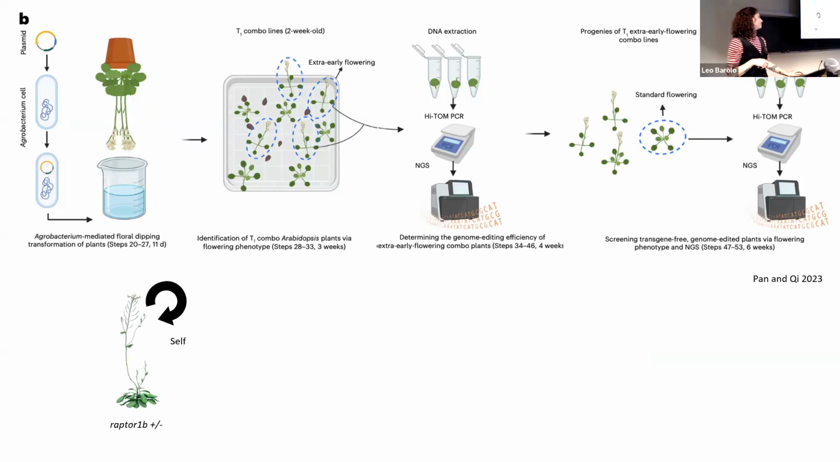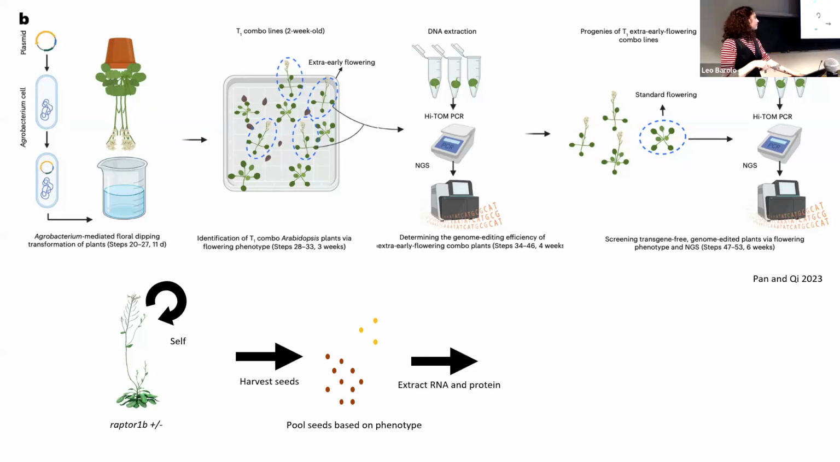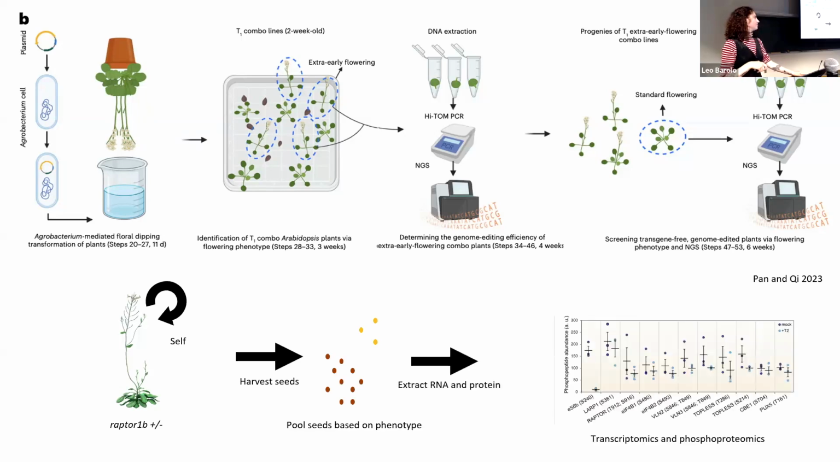So if my hypothesis is right, which is that the Raptor1b double mutant would be embryo lethal, essentially I would be getting Raptor1b heterozygotes, which I would self. I would then harvest the seeds and look for these, like we saw before, very sickly looking, white, transparent seeds, separate them from the others, and from the seeds, extract RNA and protein, and then do some other assays down the road. But really, I'm interested in this part, which is figuring out whether or not these seeds are actually viable.